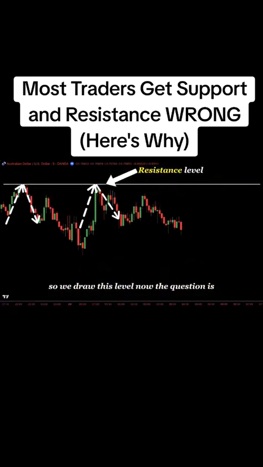Now the question is, is this a strong support or resistance level? Yes, it is, because it is clearly visible and price has already rejected it multiple times, first here and then here. This tells us we are dealing with a high-quality resistance level, so when the market approaches this level again, we expect another rejection to the downside. Now look at what happens next.